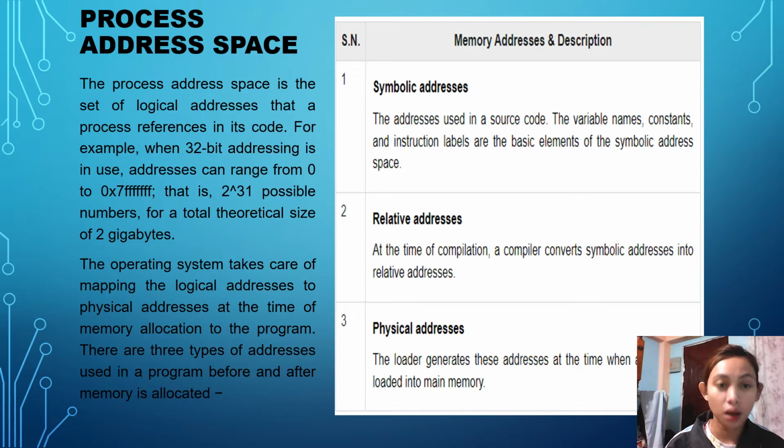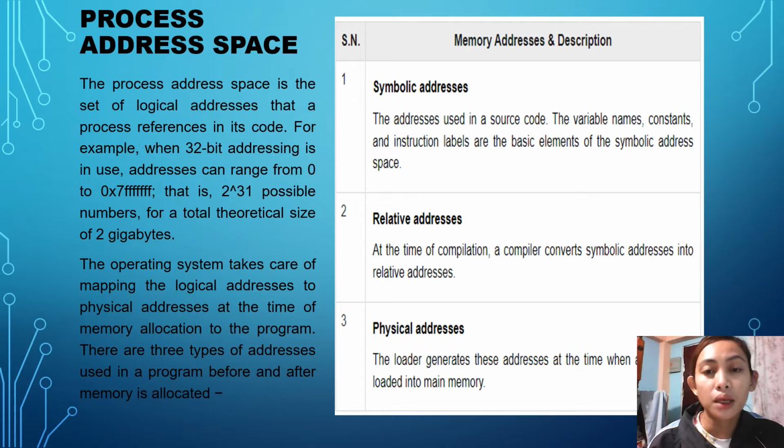Process address space. The process address space is the set of logical addresses that a process references in its code. For example, when 32-bit addressing is in use, addresses can range from 0 to 0x7fffffff, that is 2 to the power 31 possible numbers, for a total theoretical size of 2 gigabytes. The operating system takes care of mapping the logical addresses to physical addresses at the time of memory allocation to the program. There are three types of addresses used in a program before and after memory is allocated.